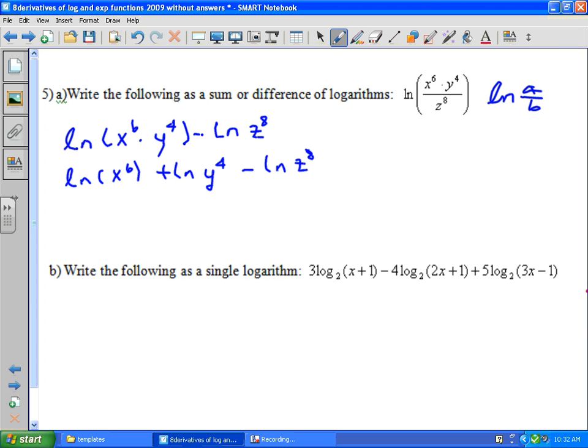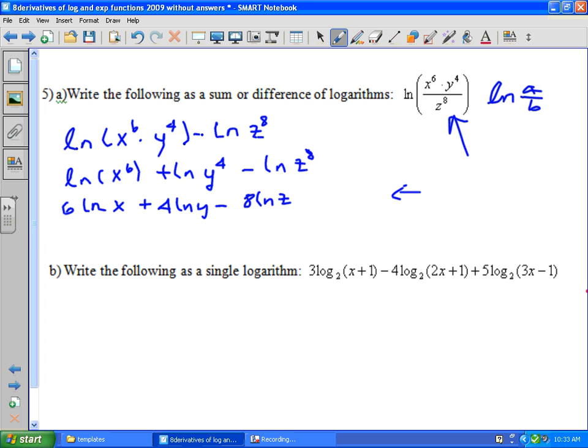And you see the quotient, you say minus ln z to the 8. But there is one more thing I can do here. Any thoughts? Bring the powers down, and you can simplify it. This will be helpful today because we're going to differentiate logarithmic functions today. But instead of differentiating this, if you can break it down like the one we're doing right now, it's going to be so much easier to differentiate the function piece by piece. So you have 6 ln x plus 4 ln y minus 8 ln z.